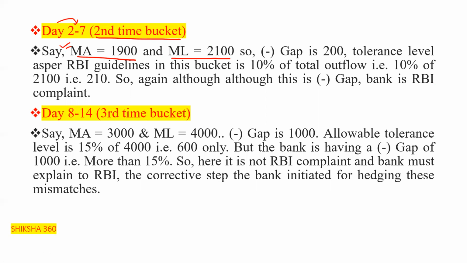So what is the gap? First of all, the gap is negative, and the gap is 2100 minus 1900, which is 200 crore, and that is negative. Now the tolerance level as per the RBI guidelines: in the day 1 bucket it is 5%, and for day 2 to 7, the second time bucket, it is 10%. As per the RBI guidelines, it is 10% of the total outflow.